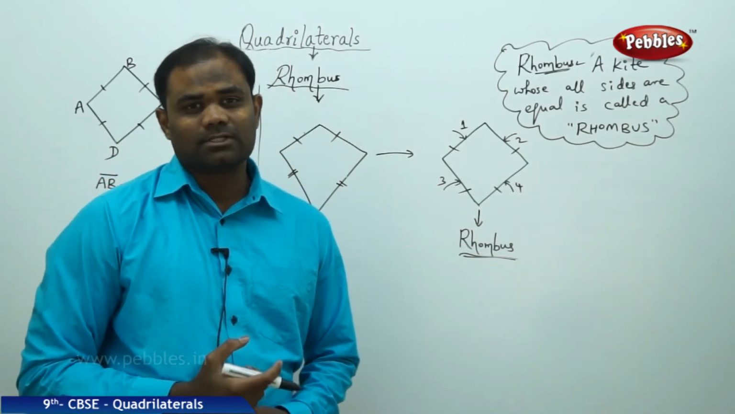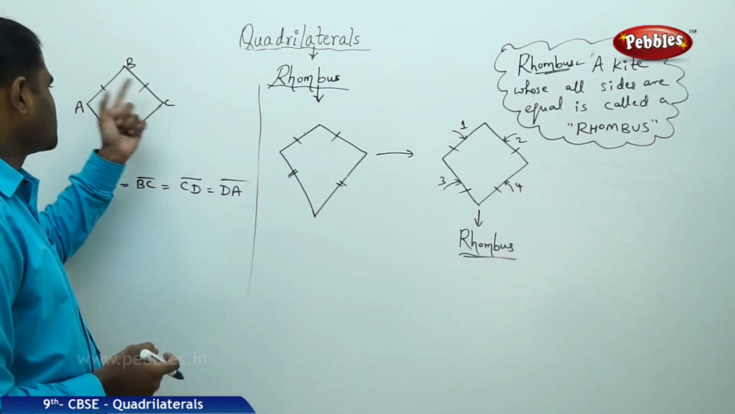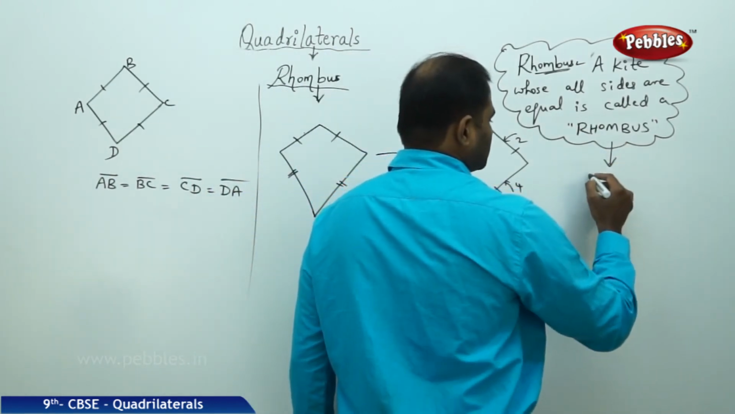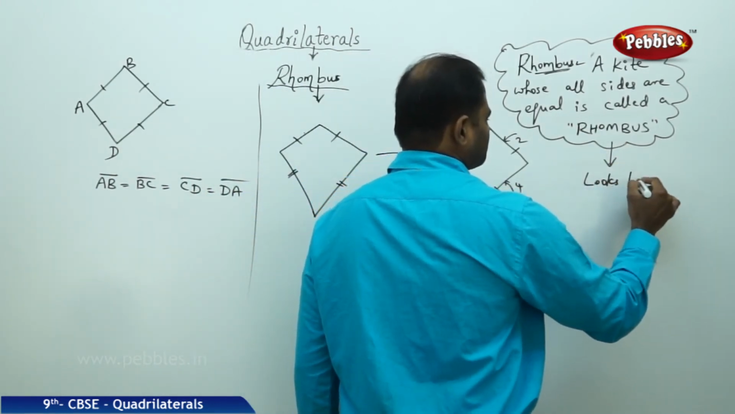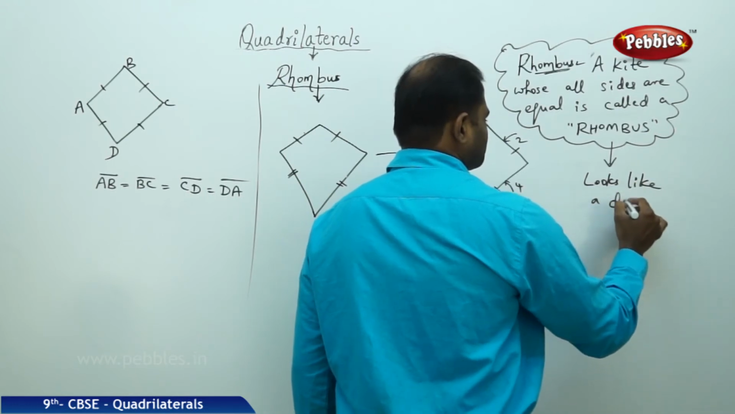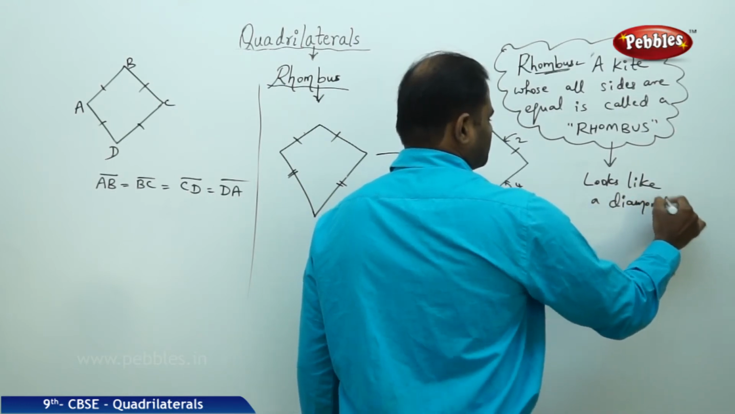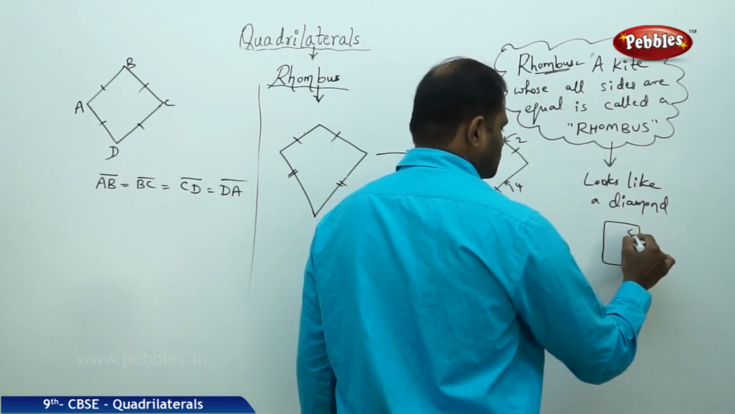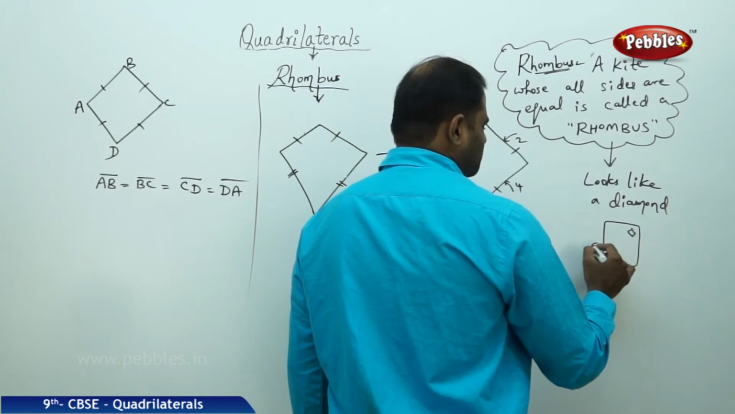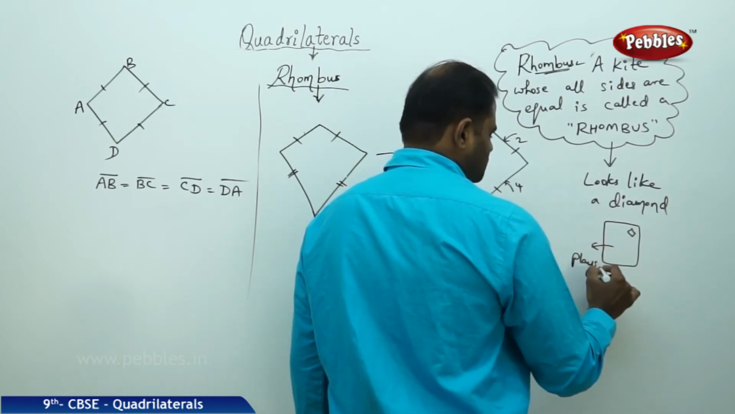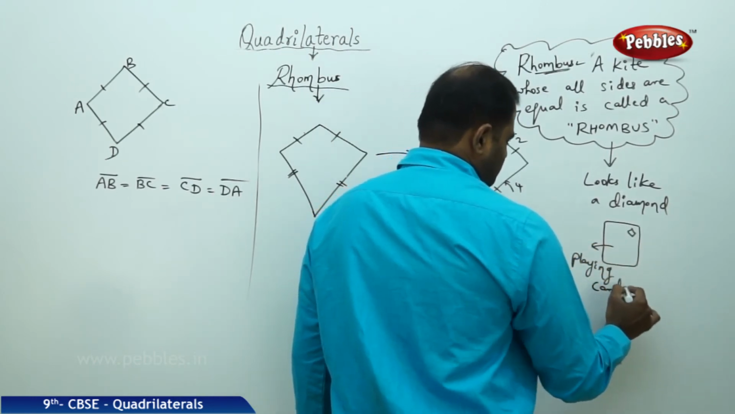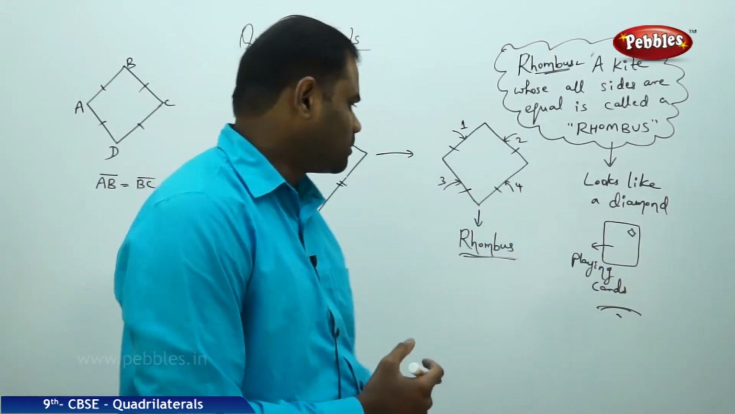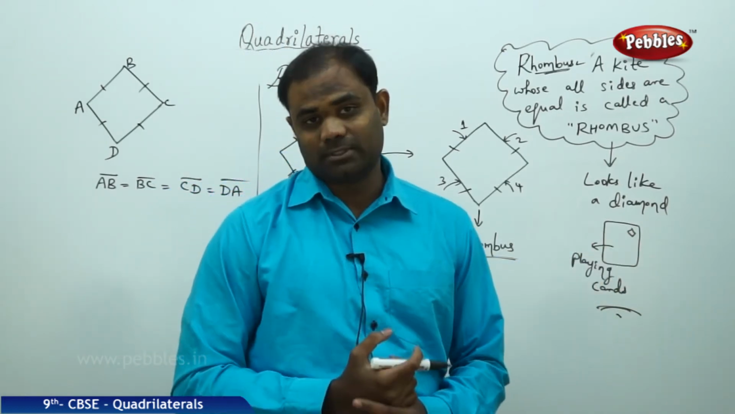A rhombus is a four-sided figure with all sides equal. It's the shape that looks like a diamond. A diamond in the playing cards is a rhombus. The diamond which you see in the playing cards is a rhombus.